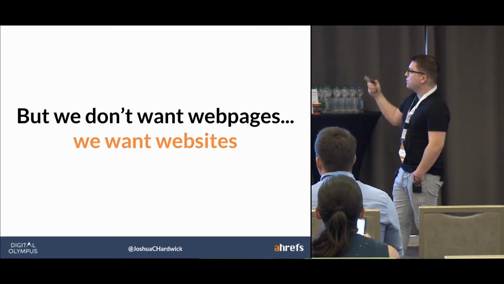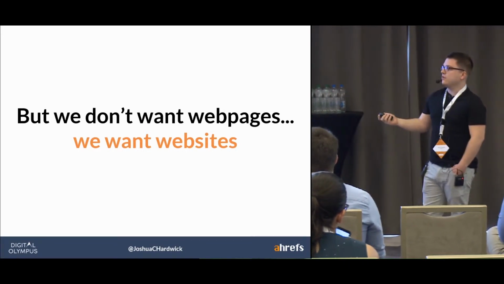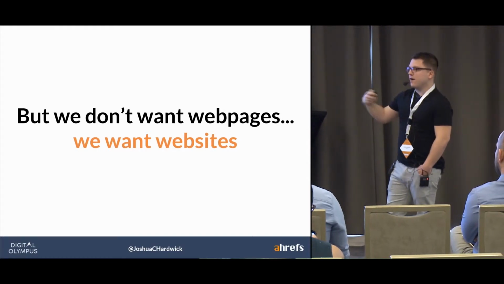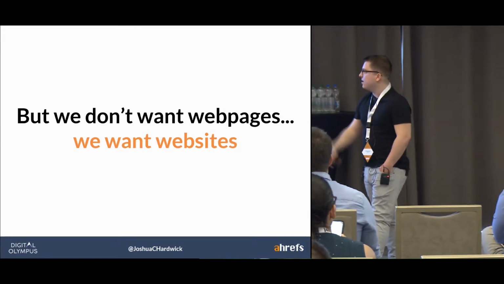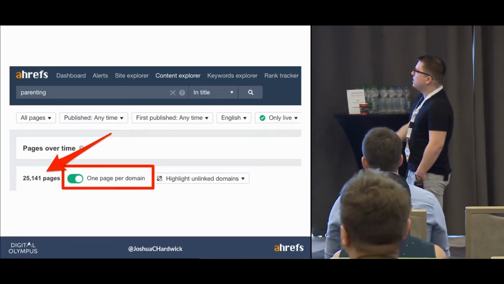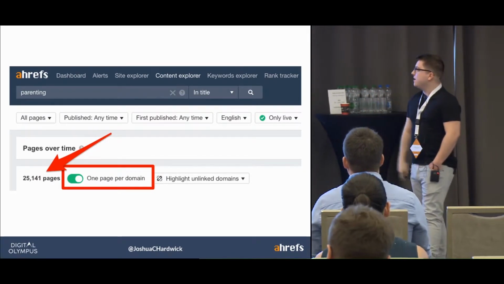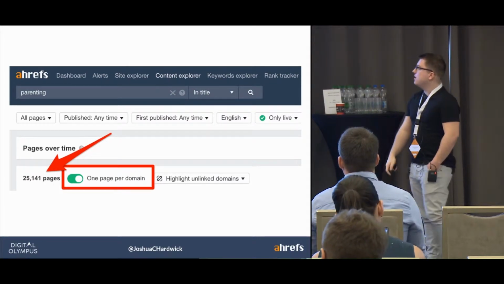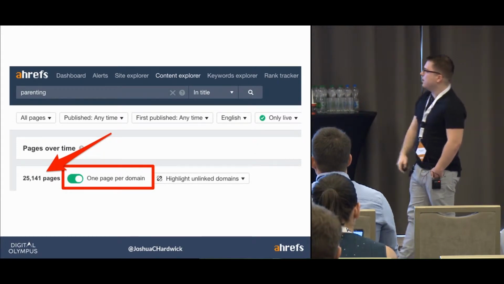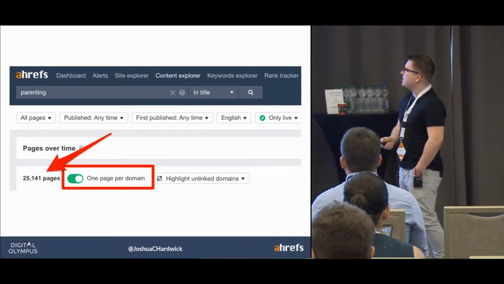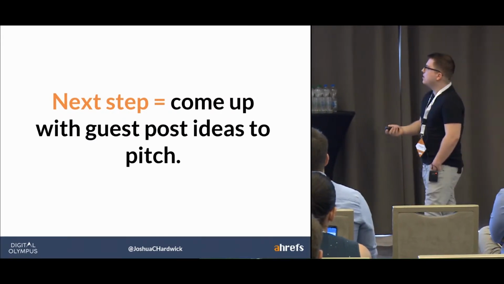So the issue with that, whether you're using Google or Content Explorer, is you end up with a list of web pages rather than websites. You don't want to reach out to these web pages. You want to reach out to websites, because if you just use web pages, you're going to be reaching out to the same people time and time again. So if you're doing it in Google, once you've got your spreadsheet, just filter and get unique pages, so one per domain. If you're using Content Explorer, just switch this toggle on, and you'll get one page per domain. So you end up with 25,000 pages there, which are potentially relevant sites to pitch.